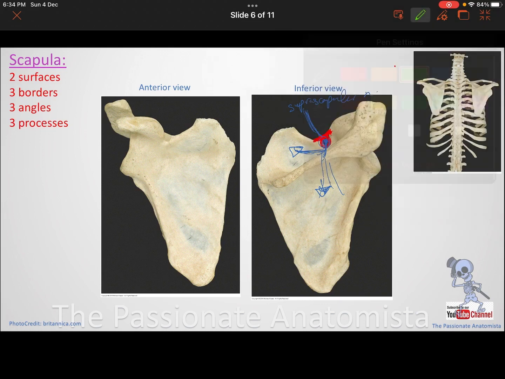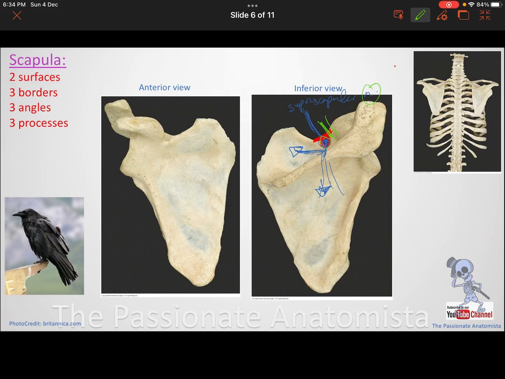Now what about the vessels? The vessels will run on top of the foramen. They don't need support. So the suprascapular artery and vein are going to come all the way with the nerve, but they are not going to pass through the foramen. All right? What about the processes?